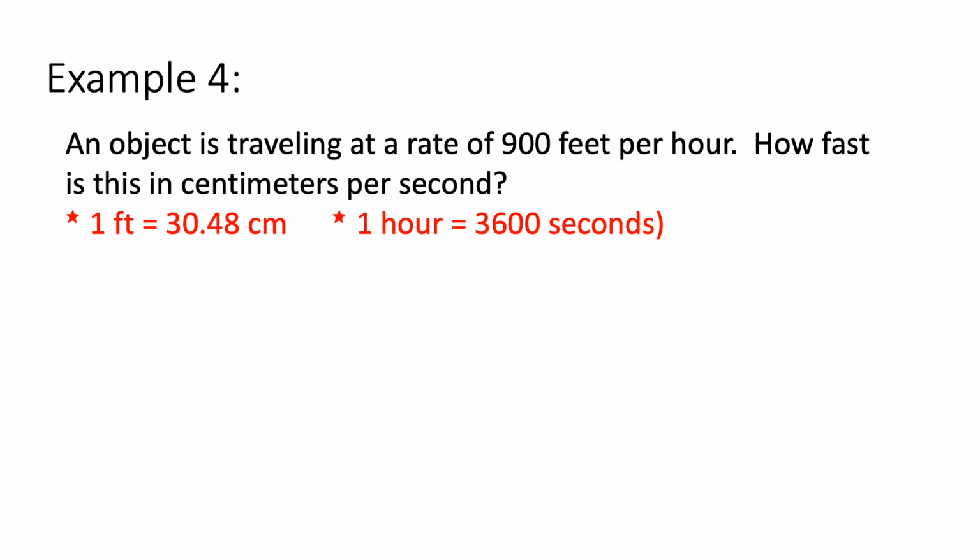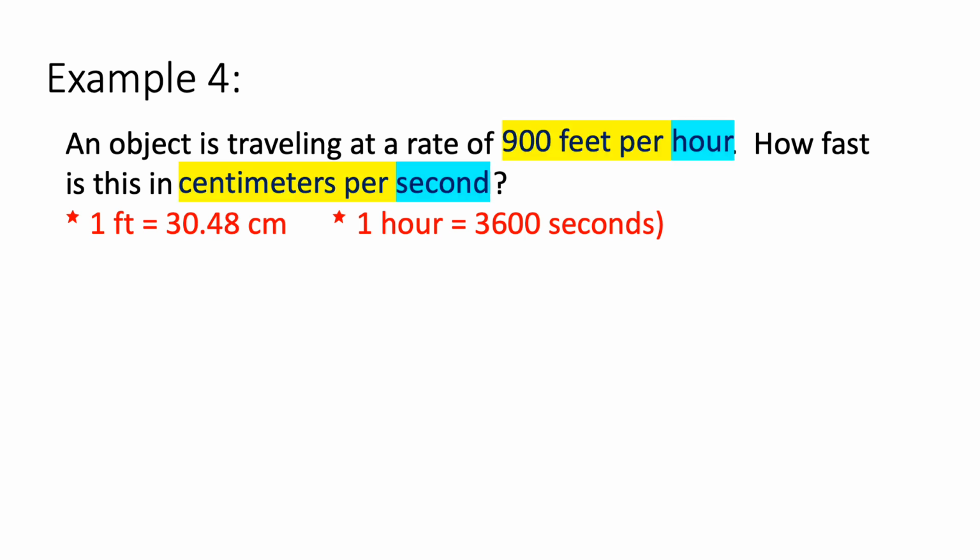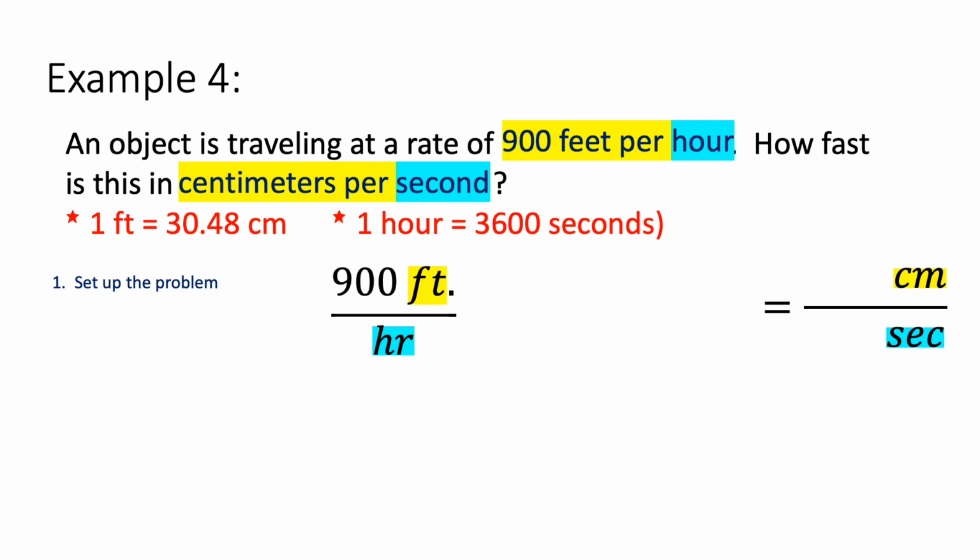Example 4. An object is traveling at a rate of 900 feet per hour. How fast is this in centimeters per second? So we're going from feet per hour to centimeters per second. Again, we're going to set up our problem with our first ratio of 900 feet per hour, and this time we have two names that are changing. So we need to set up two conversion ratios. Feet is becoming centimeters, and hours is changing to seconds. So we need two conversion ratios.